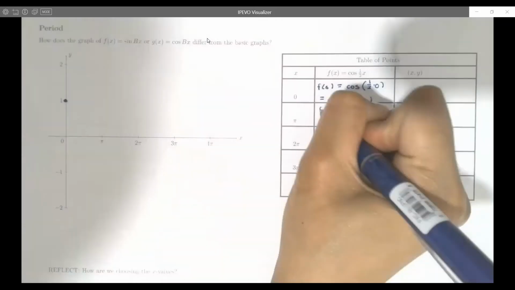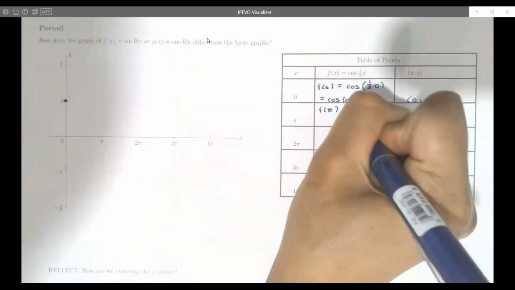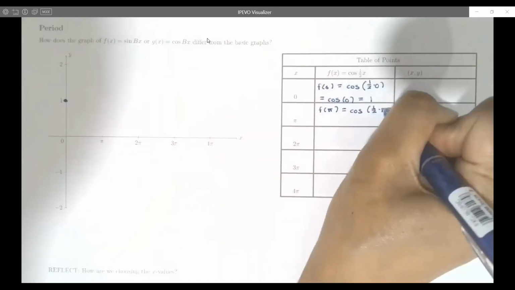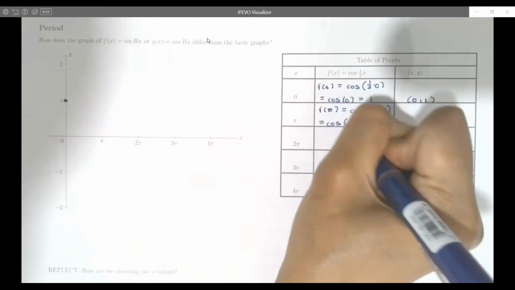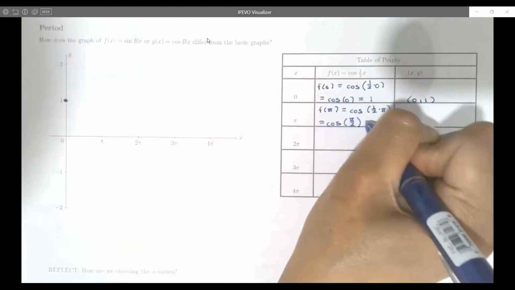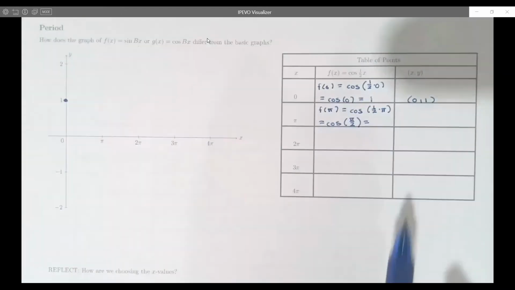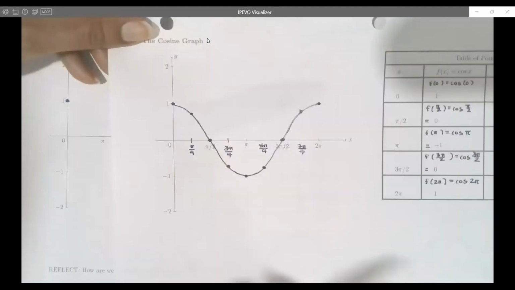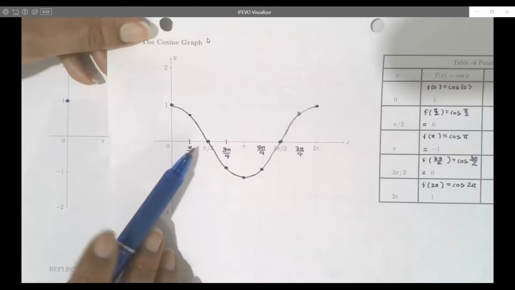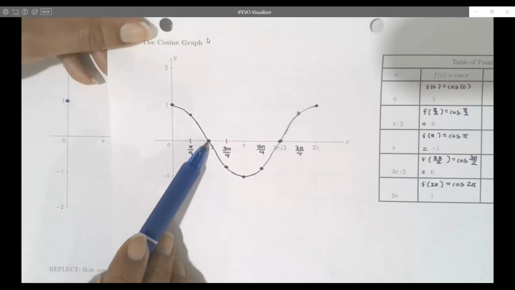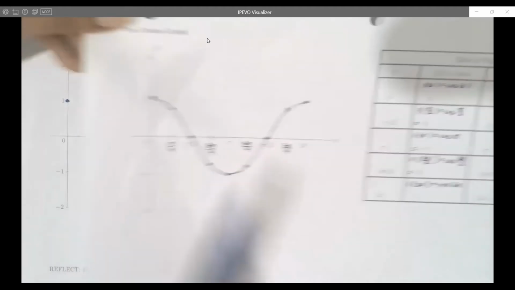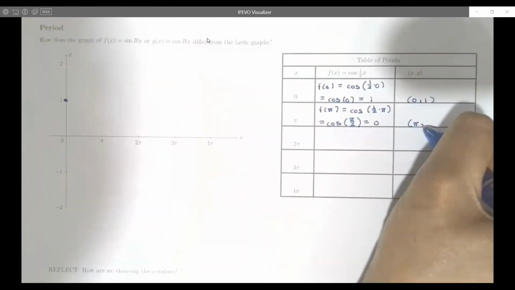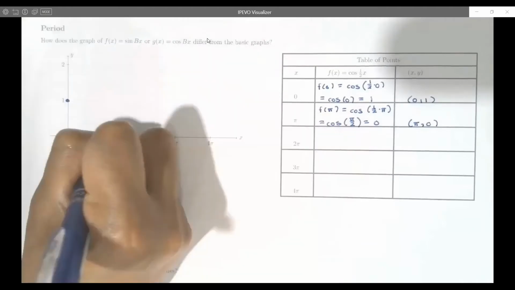All right, next one is pi. Cosine of 1/2 times pi means that we'll have cosine of pi over 2, because half of pi is pi over 2. So again, if I have this graph handy, I can take a look at pi over 2, and the y coordinate there is 0. So we get 0. That means we have the point (pi, 0), which is here.